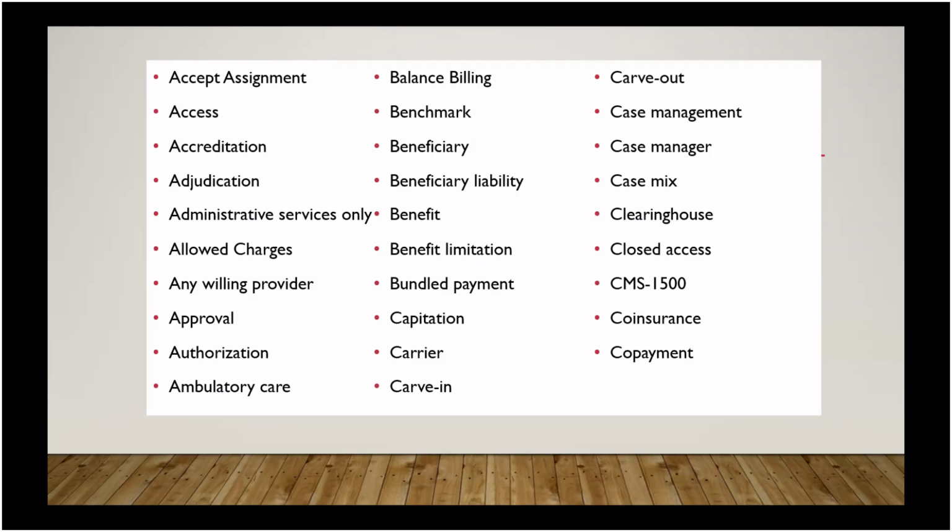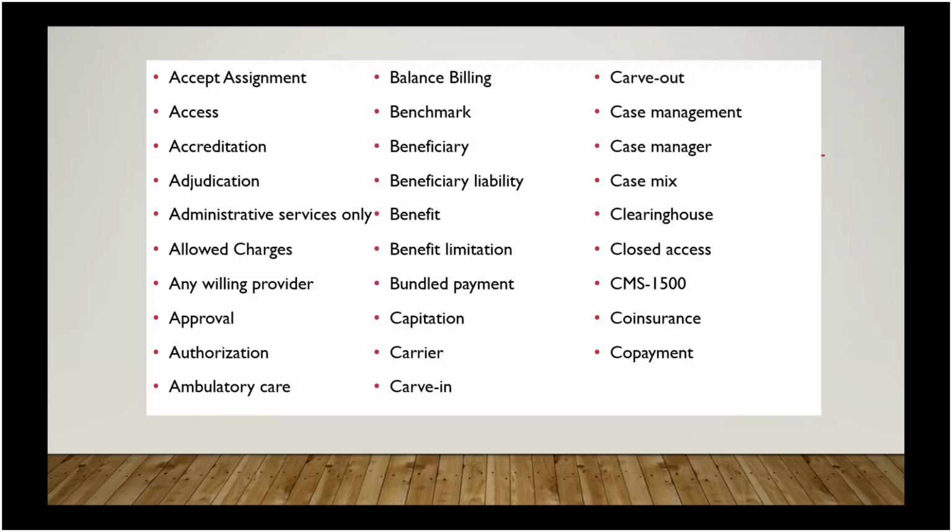Your clearinghouse is a central data bank used for the purpose of submitting and error checking electronic insurance claims and conducting other EDI transactions. We already talked about co-payment and co-insurance. Your CMS 1500 is the universal billing form used and accepted by most insurance carriers.